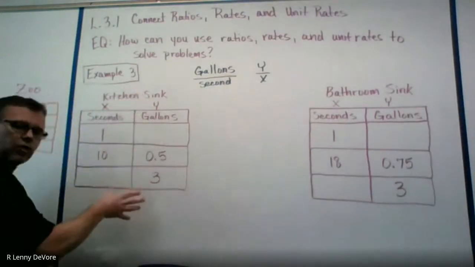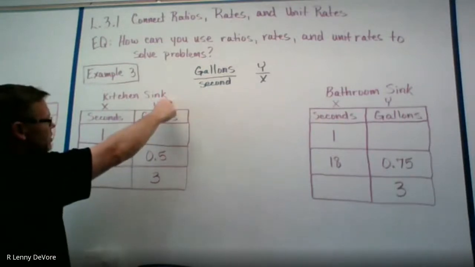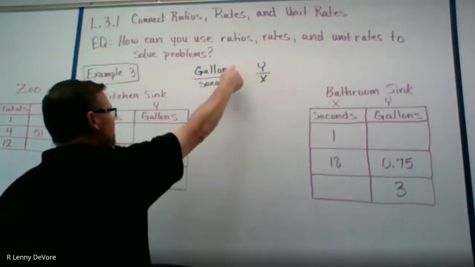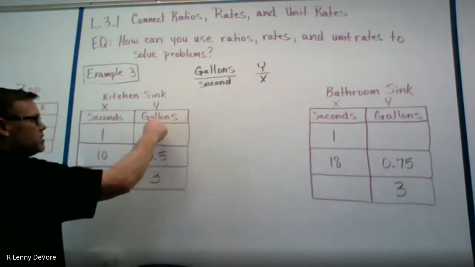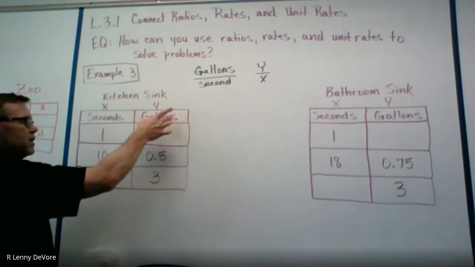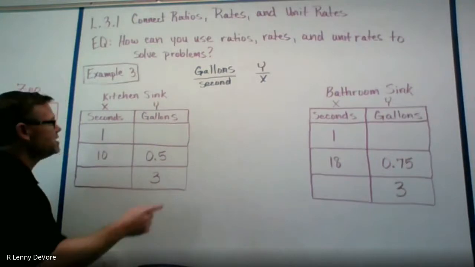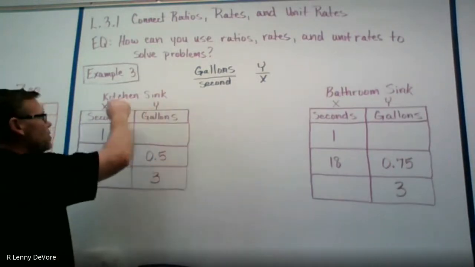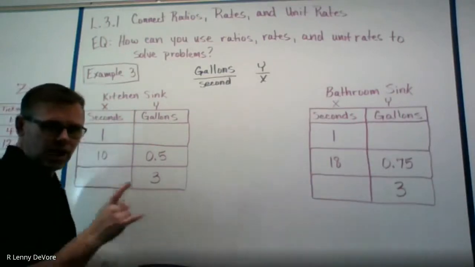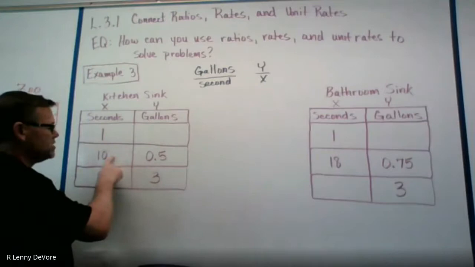That's what this is. I organized my information into a function table. So this is my kitchen sink. I have x and y. I already established that y is the gallons, so I'm going to put gallons here, and x is my seconds. This is because the amount of gallons that run through this faucet depends on the amount of seconds that we have it on. Your y is always going to be dependent on x. So what I did was I put into the function table what I needed and what they gave me. They told me with the kitchen sink, it was half a gallon every 10 seconds.